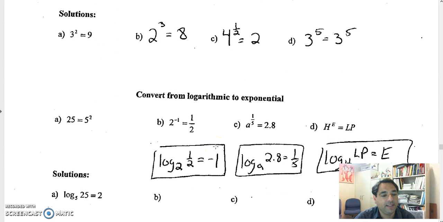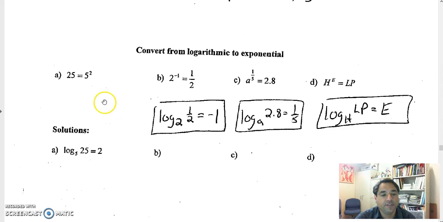And just to make sure we got it, let's be able to go the other way. So if I want to go from exponential to log, it's 5 squared equals 25. The number with the squared, that's log base 5. 25 equals the exponent, which is 2. Same thing here. Log base 2, 1/2 equals the exponent, -1. Log base a of 2.8 equals the exponent of 1.5.